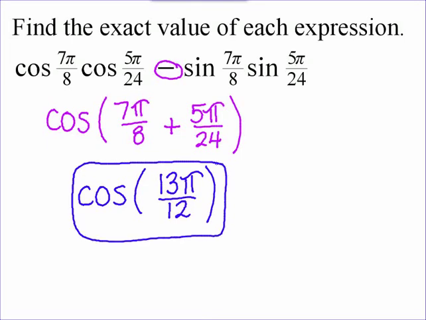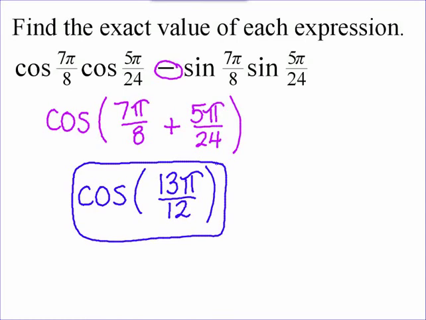Now, if that would have been on there, I would have expected you to answer the value. If it would have been like cosine of pi over 4, I would have expected the answer to be root 2 over 2. If it would have been like cosine of pi over 3, I would have expected the answer to be 1/2. But since this isn't on your pink sheet, this is as simple as it gets.